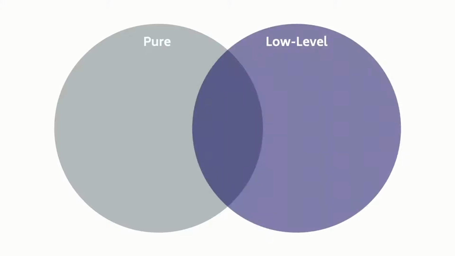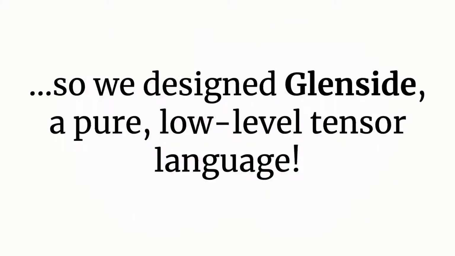Well, we're looking for a language that is both pure, meaning simply it doesn't have any side effects. We can kind of reason about the program like it's just a simple mathematical expression. And also that it's low level, which means that the inner workings of the program itself are exposed and represented, because if we can't see the inner workings of the tensor kernel, how can we really do any optimizations? So we're looking for something that's in this Goldilocks zone, and we didn't really find any languages that really fit that. And so we designed Glenside, which is a pure and low-level tensor language.